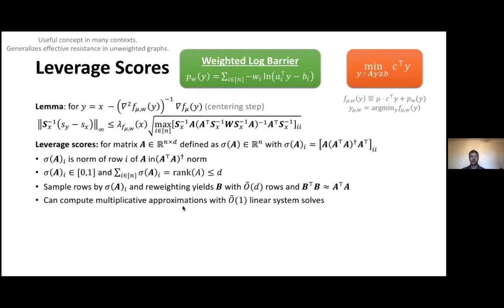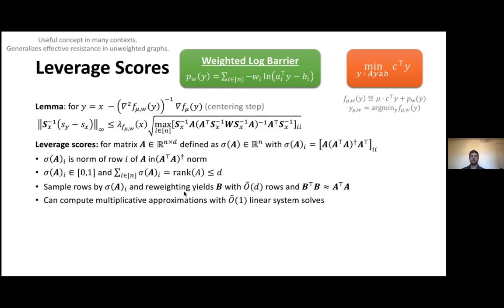And the other property that I'll just state, but that we'll use, but I won't prove, is that you can compute multiplicative approximations to all the leverage scores by just solving a polylog number of linear systems in A transpose A, in additional nearly linear work. It's a very nice application of Johnson-Lindenstrauss that's very useful, and maybe a good exercise to try to figure out how to do this for yourself.